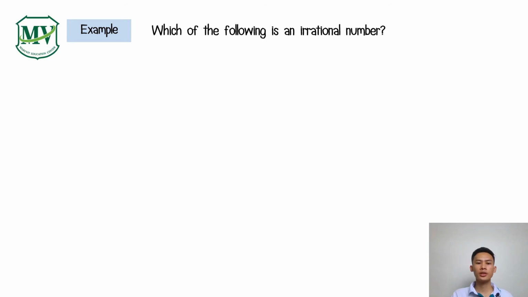Okay, so let's proceed to this example. The question is, which of the following is an irrational number? Letter A, 5.1896124. Letter B, pi. Letter C, 0.283 with a dot above the 2 and the 3, meaning it is continuous. And letter D, 1.